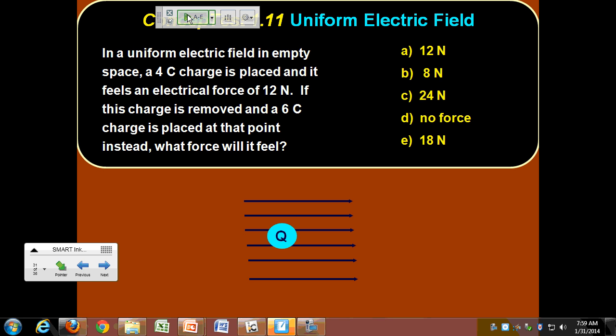Okay, we're almost done here. Uniform electric field in empty space, a 4 Coulomb charge is placed and it feels an electrical force of 12 newtons. If this charge is removed, 6 Coulomb charge is placed at a point, what force will it feel?